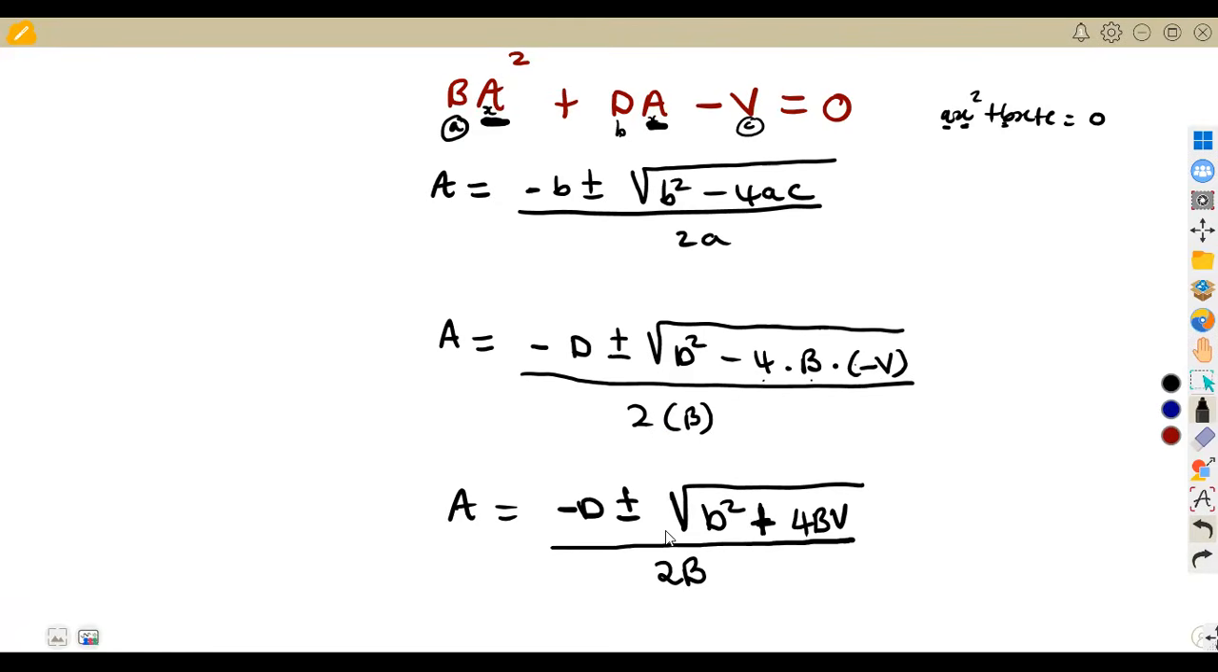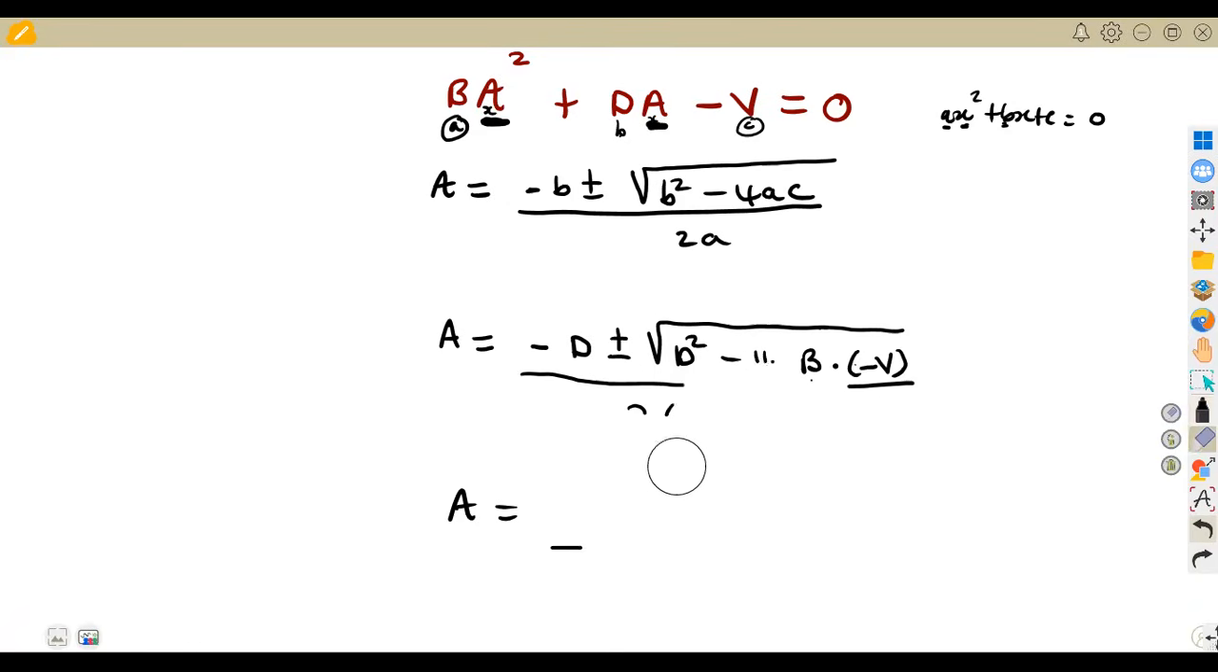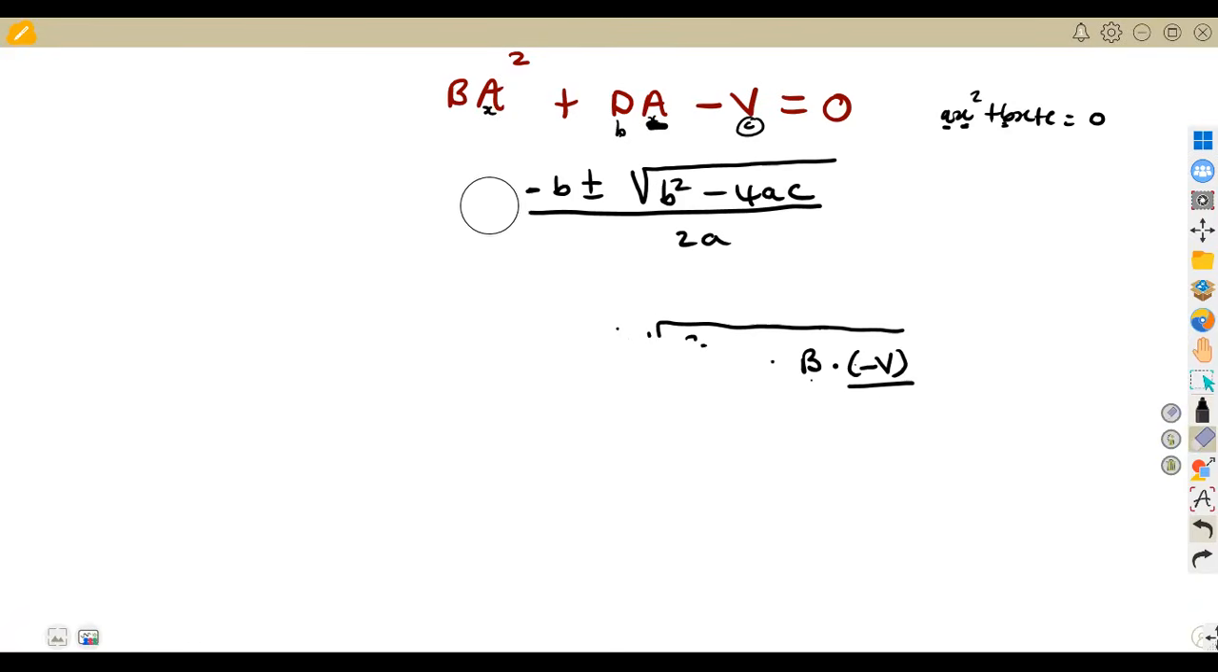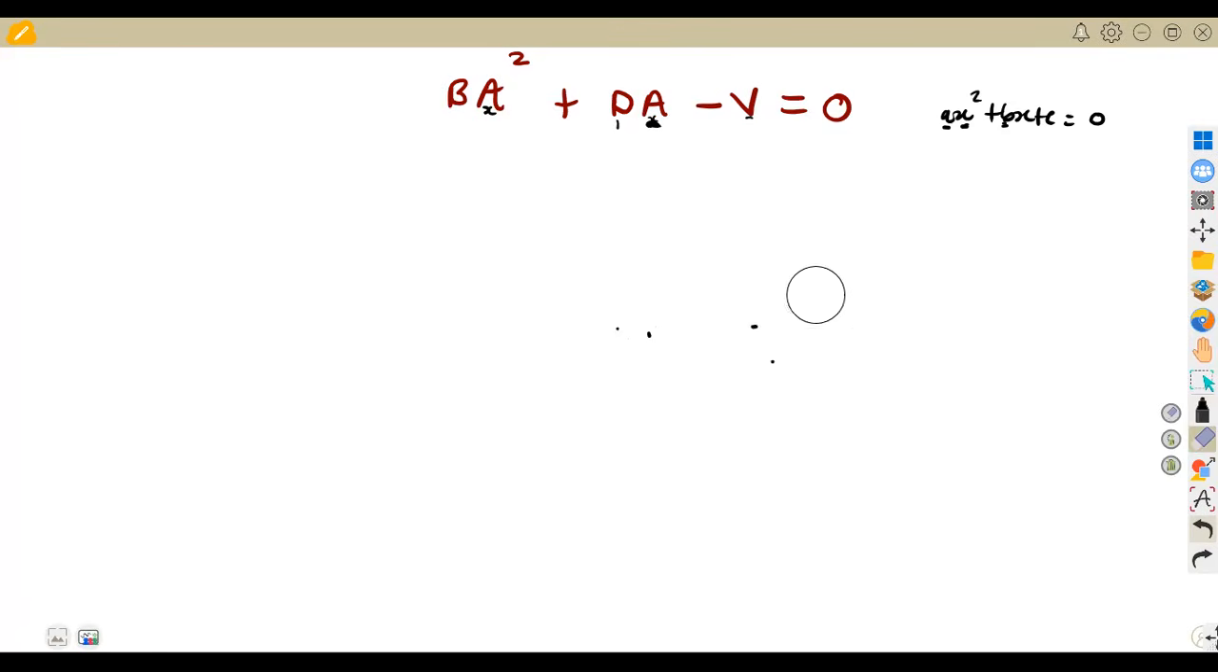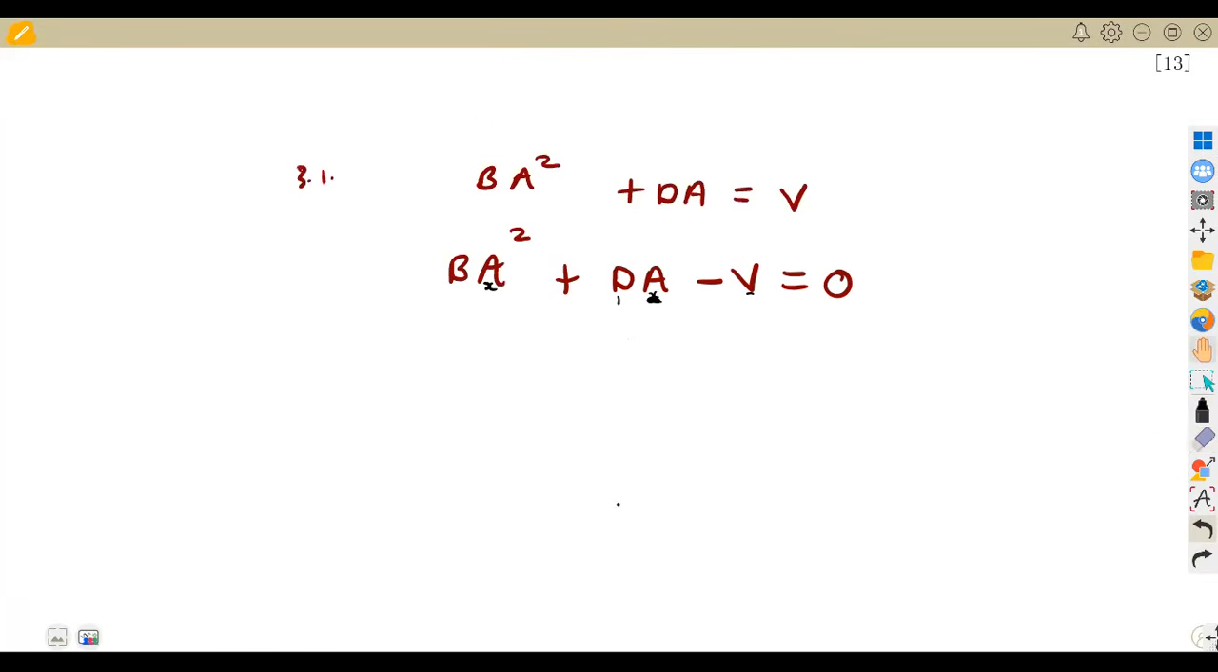Like I said, this also could have been done by the completing the square method. How? Let us see. We want to make a the subject, remember, so you're just going to solve. Remember, with completing the square, we can start from here.